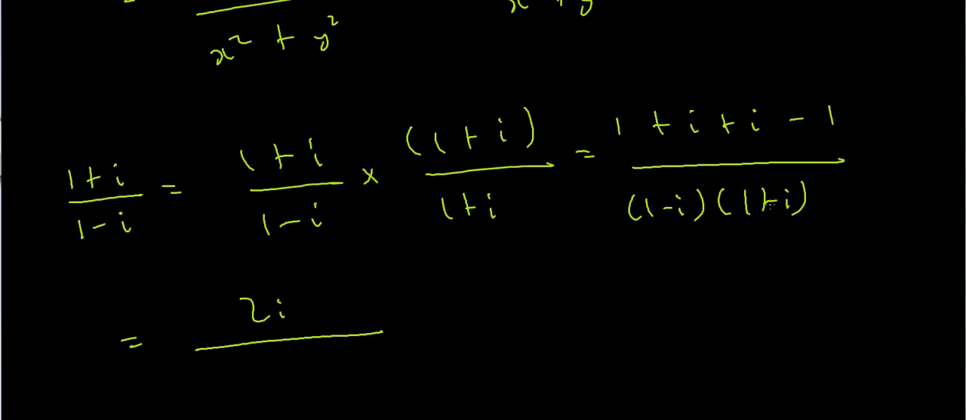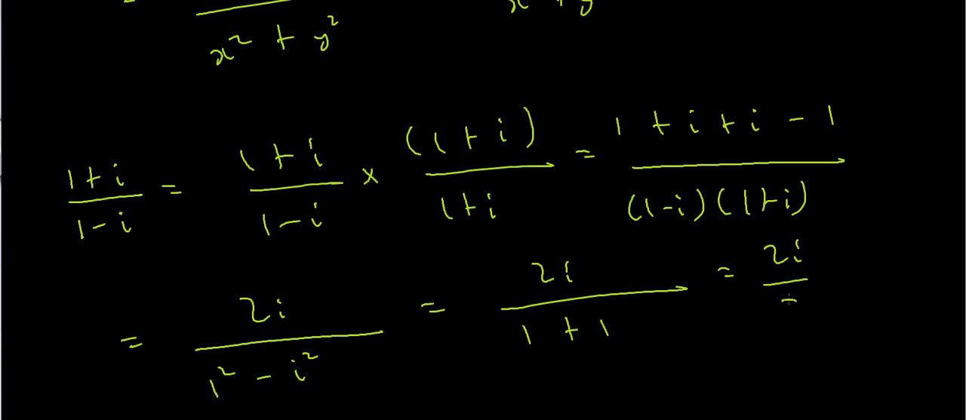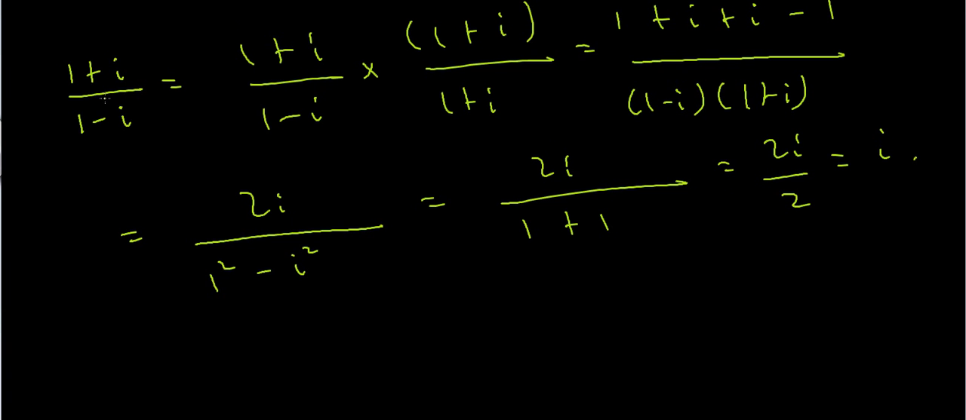Now notice that we've got a difference of two squares here. We've got 1 minus i times 1 plus i. That's exactly the same thing as 1 squared minus i squared, so 2i divided by, well, 1 squared is just 1, and i squared is minus 1, and multiplying minus 1 by minus 1 is just positive 1. So this is just 2i divided by 2, and 2 divided by 2 is just 1. So this ends up being i. So 1 plus i divided by 1 minus i is just i. So again, I get a complex number back.